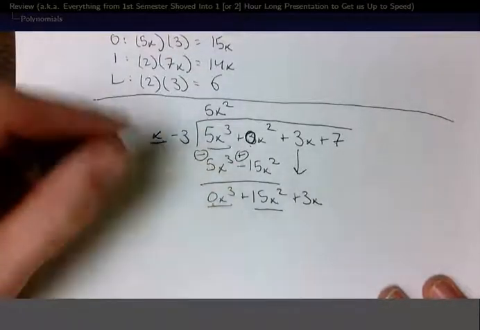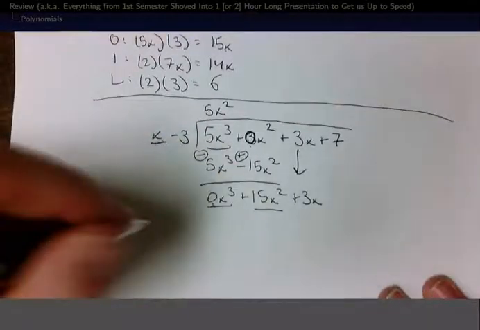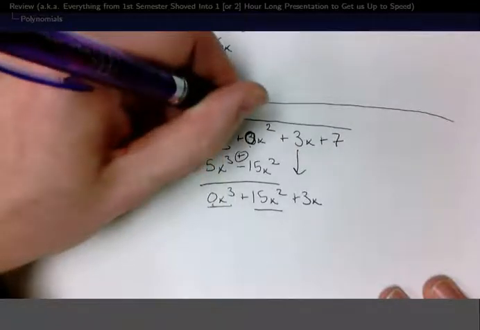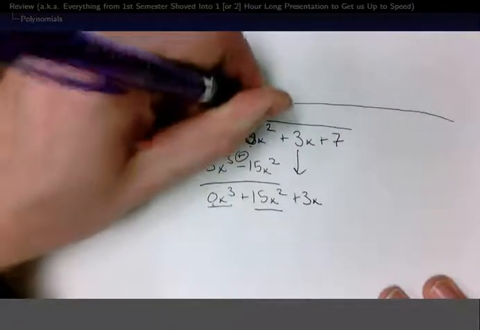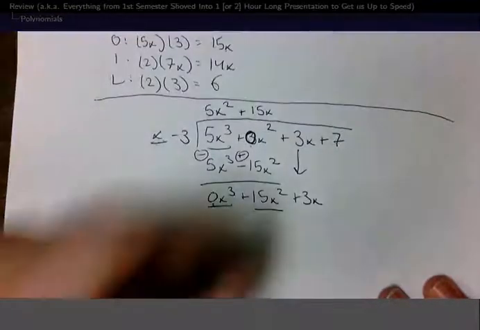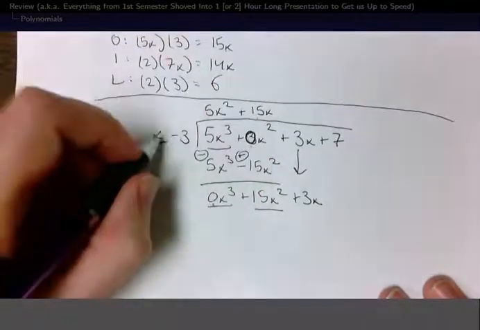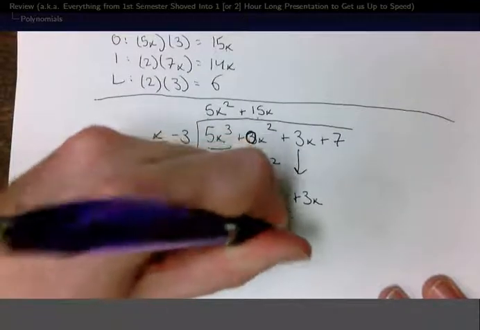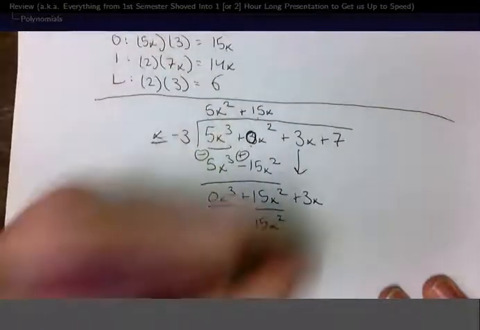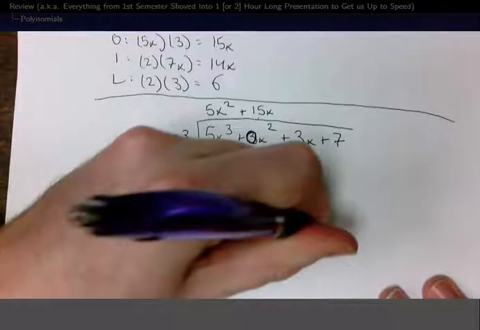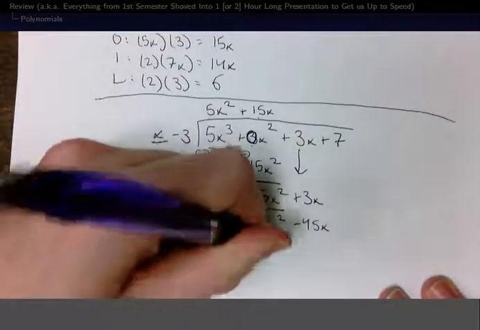So I'm going to ask myself, okay, what do I need to multiply x by to get positive 15x squared? And in this case, it's going to be 15x. So I'm going to take 15x times each of those. So we have 15x times x is going to be 15x squared. And then 15x times negative 3 is going to be minus 45x.